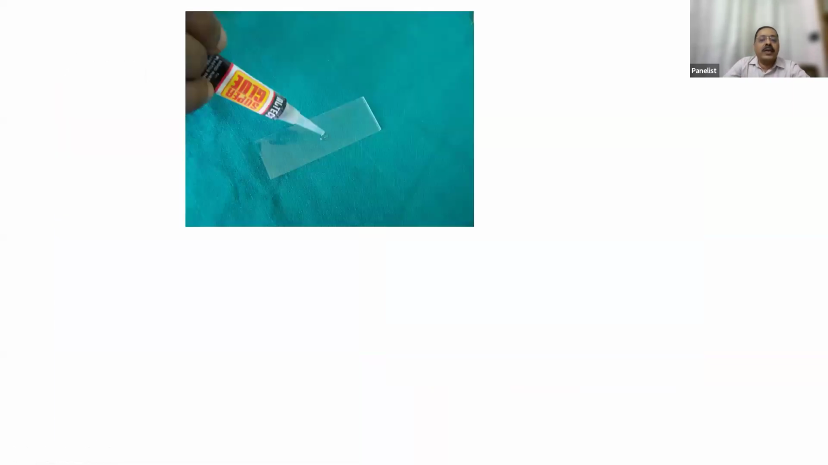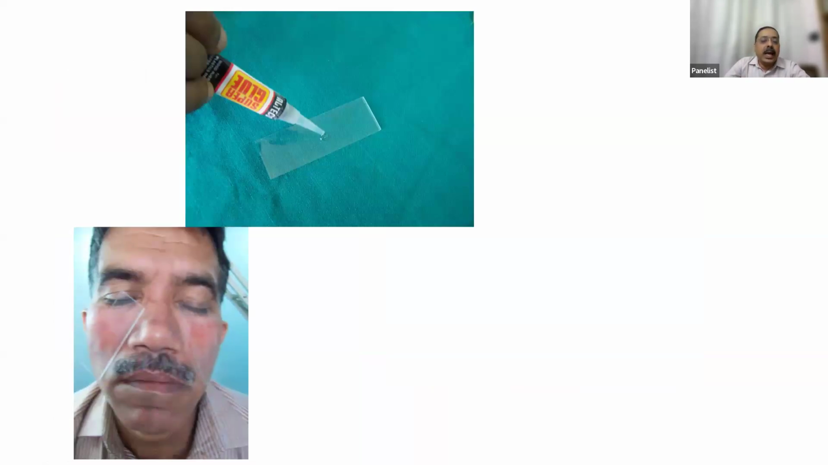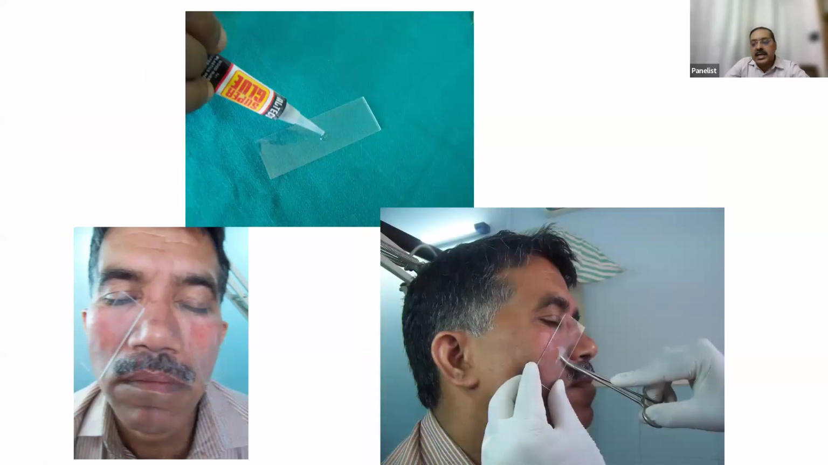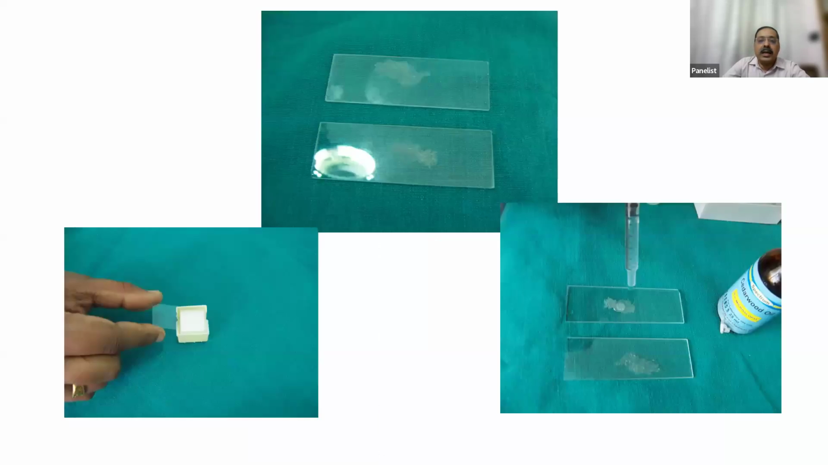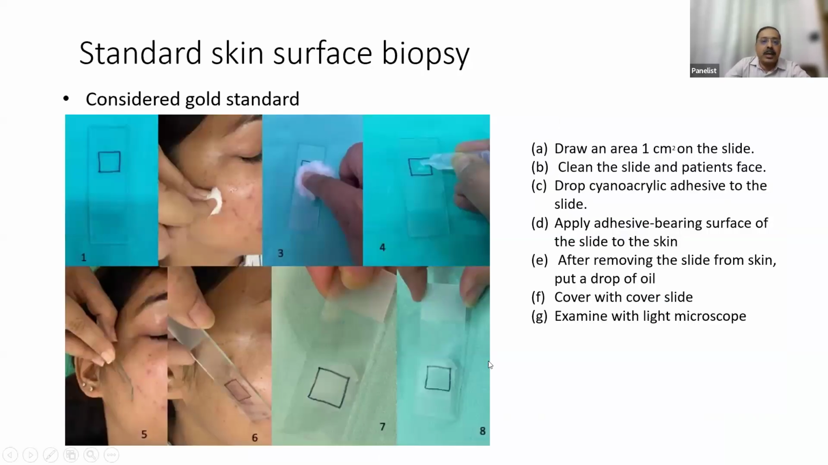So after we degrease the skin, we place a small bit of super glue on the glass slide, and then we place it. It holds on like this on both sides, and then we gently ease it out. We never pluck it out. We just ease it out with an artery forceps slowly, and this is what we get as a tissue on the glass slide. And we put a cover slip, cedar wood oil underneath, and then we examine under the microscope.